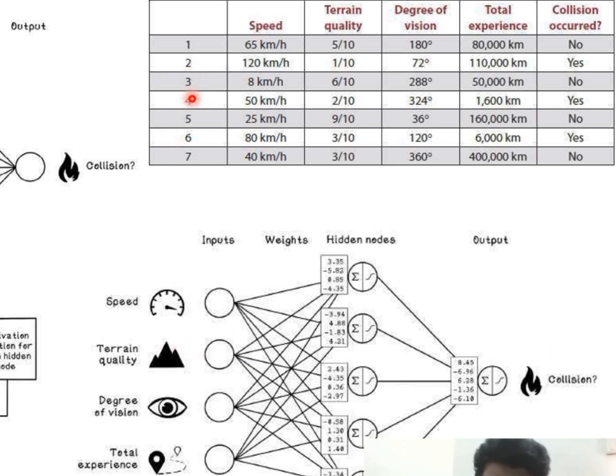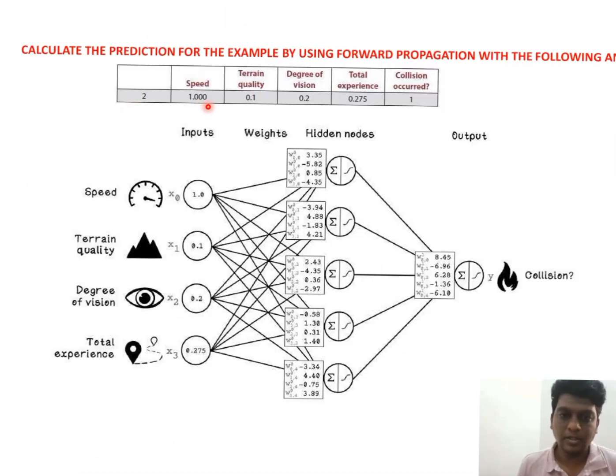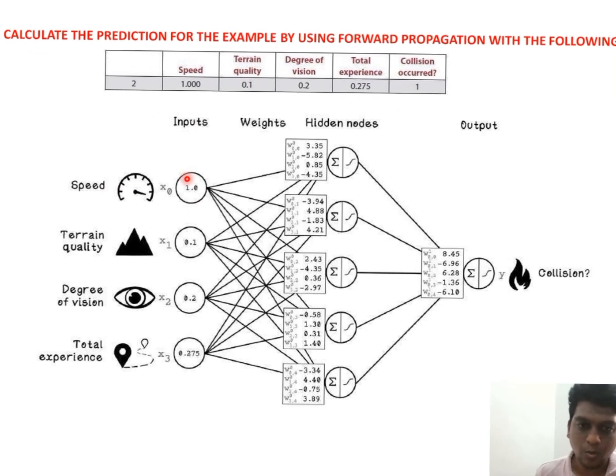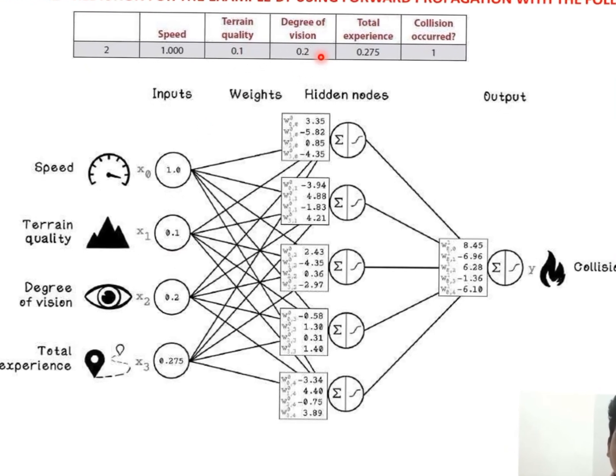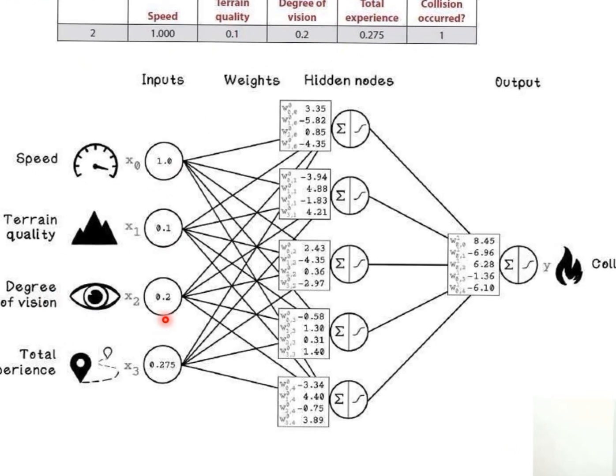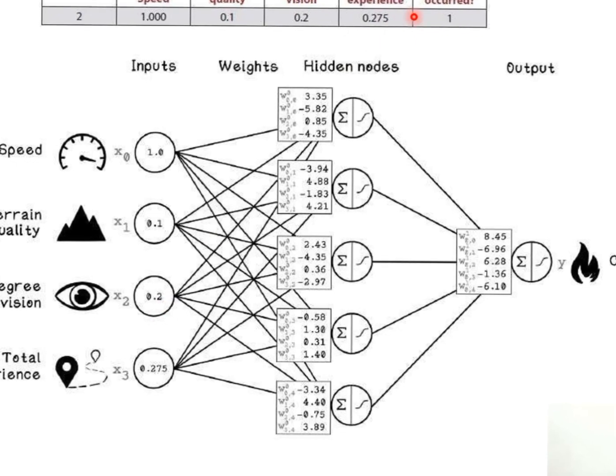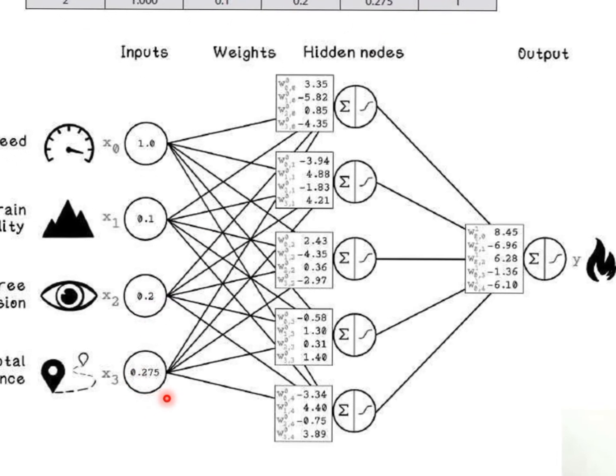In this example we can take the second row. The speed is 1.000, which means this is the modified table, and the terrain quality is 0.1, degree of vision is 0.2, total experience is 0.275, and collision is occurred. Now we have to evaluate whether this is correct or not. Here we provide the speed as 1, terrain quality 0.1 as the second input, degree of vision 0.2 as the third input, and finally total experience, 0.275.